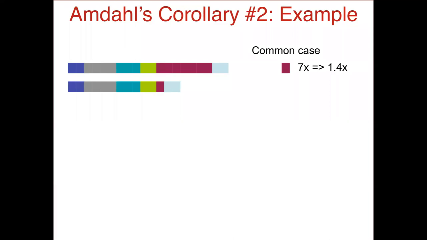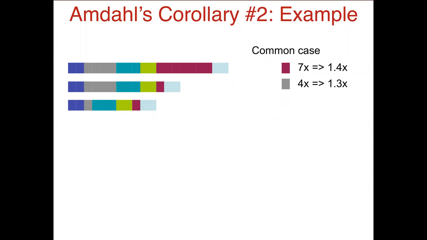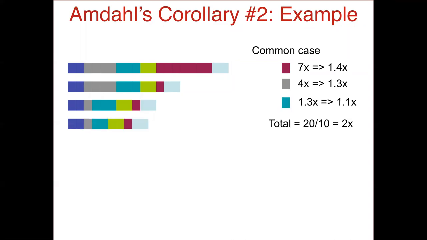Now we look for the next common case. In this case, it's the gray one. And we're able to get a 4x increase. So a total of 1.3 times performance gain. And then we look for the next common case. It's this kind of light blue. We get a 1.3x increase in performance for a total of 1.1x. And so we've actually gotten a total now of a 2x performance increase in our program.